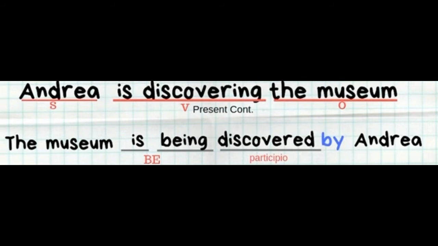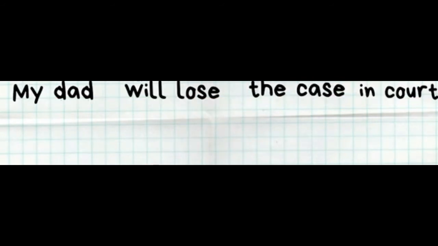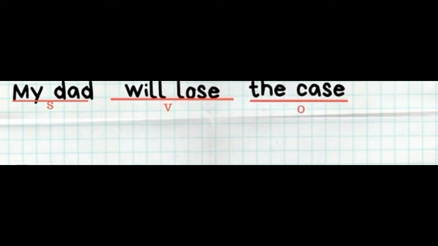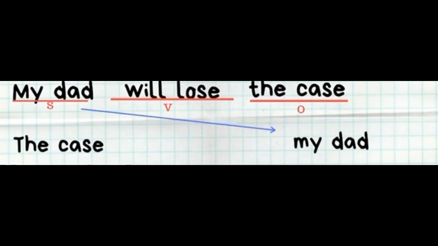The tense is future. We have will lose. Then identify the subject, my dad. Will lose is our verb, and the case is the object. The other things we take out, the case goes to the beginning, my dad to the end, and I add by to connect ideas. We have two words, will and lose, and we have to add another word, which makes three words.